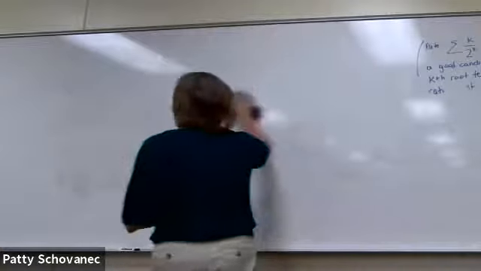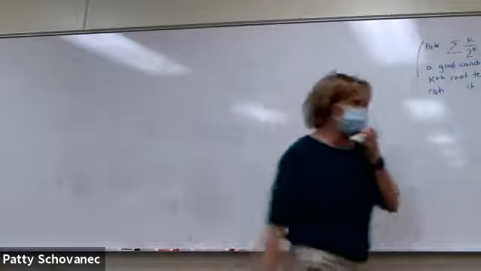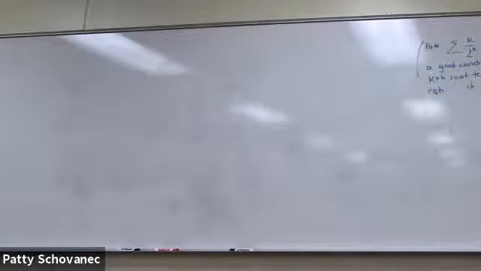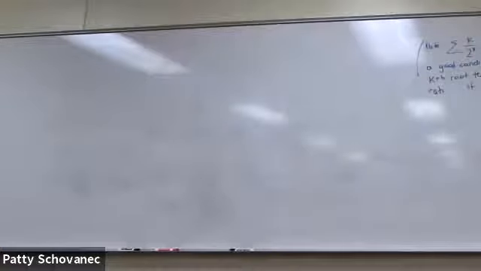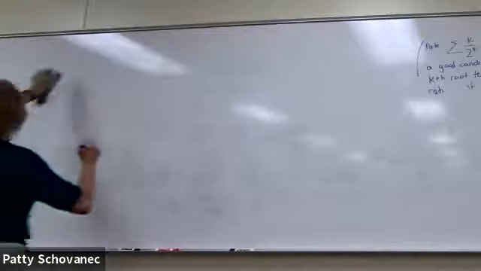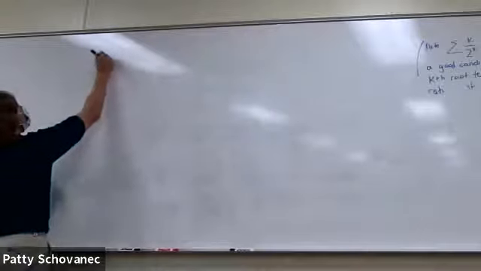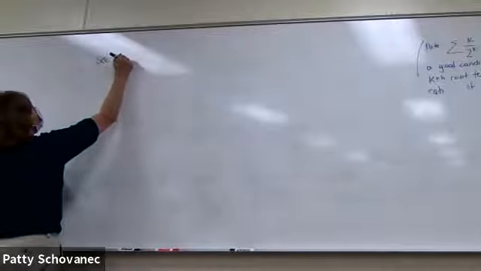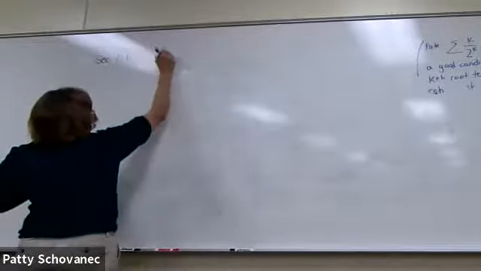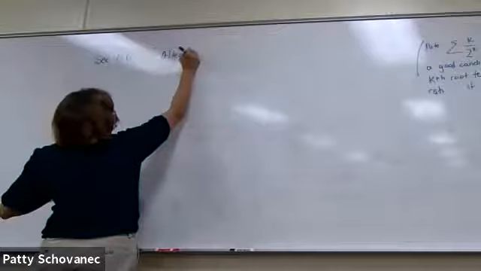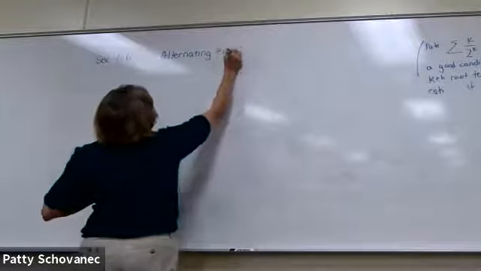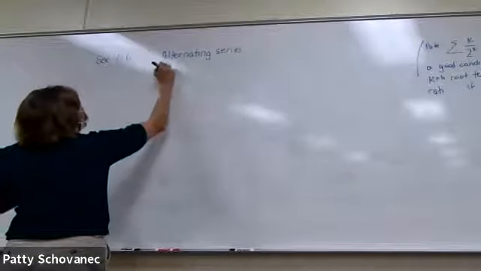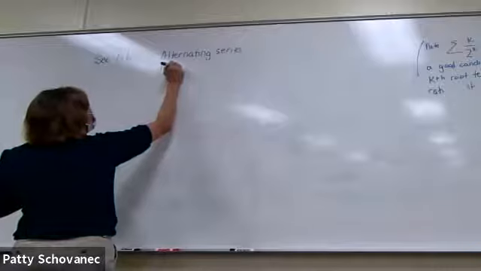There are two main topics in section 8.6. The first one deals with an alternating series, and then the second topic deals with series that are considered to be absolutely convergent. So we've got alternating series in here. And then we have absolute convergence versus conditional convergence.